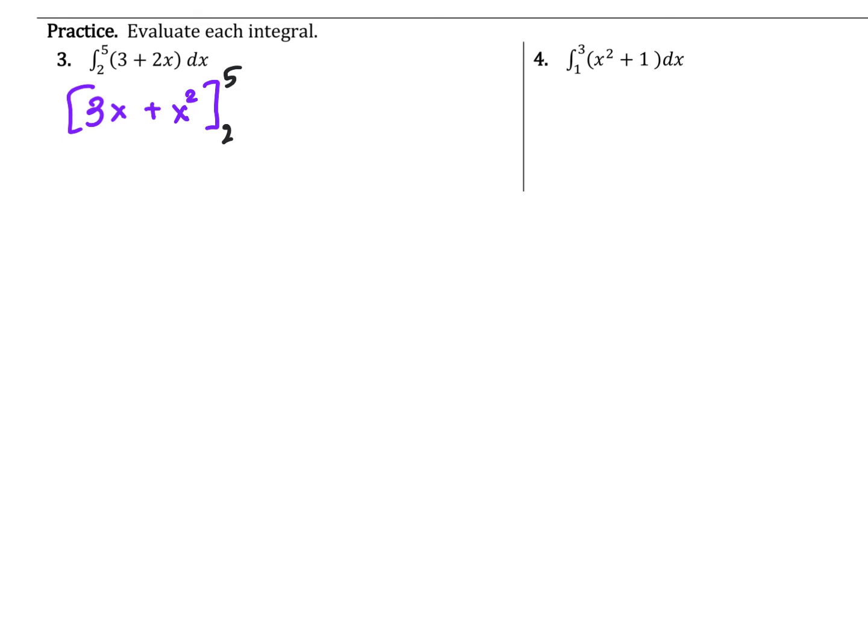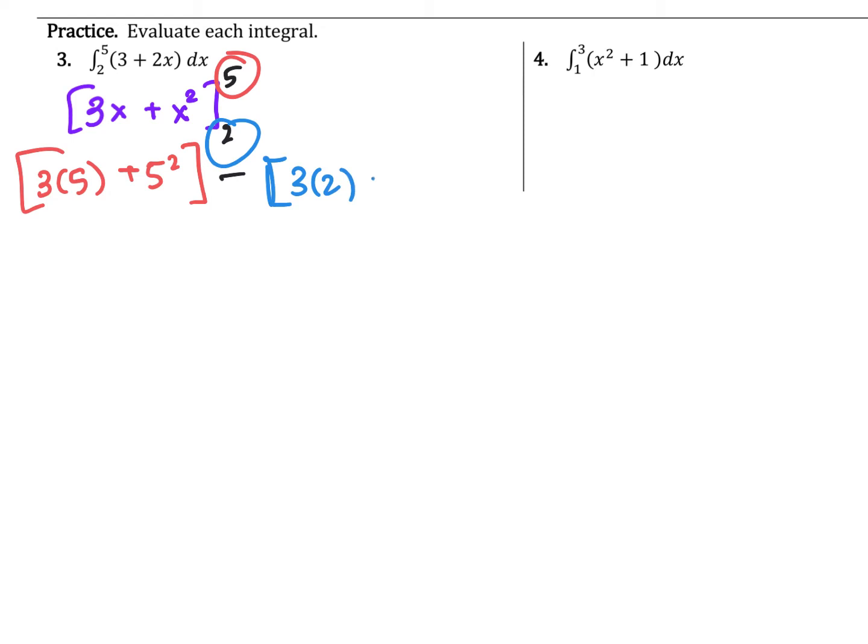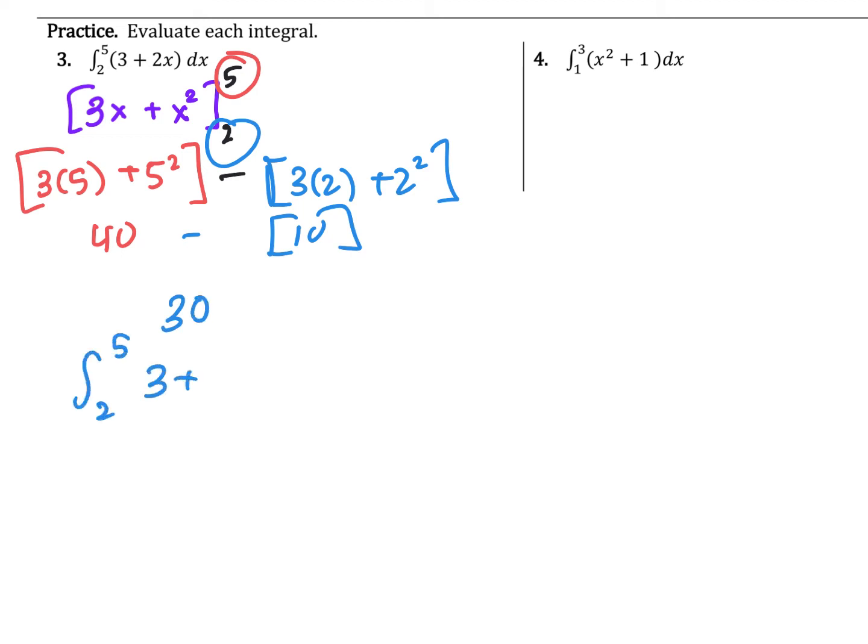Then I'm going to first plug in my upper bound, so 3 times 5 plus 5 squared, minus what I get if I plug in my lower bound, 3 times 2 plus 2 squared. And then I'm just going to simplify. 15 plus 25 is going to give me 40, minus 3 times 2 is 6, plus 4 is 10, so 40 minus 10, I guess I didn't need parentheses there. This is going to give me 30. So I can say the integral from 2 to 5 of 3 plus 2x dx is equal to 30.